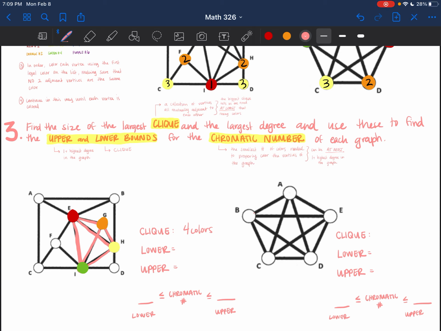And remember, at least means minimum, so we're talking about our lower bound. So our lower bound is 4. Now for our upper bound, remember, it's 1 plus the highest degree in the graph. So let's take a look at some of our vertices and see which one has the highest degree. Let's start with I because we know it's touching a lot already. I has 1, 2, 3, 4, 5, 6 edges touching it. So it has a degree of 6.